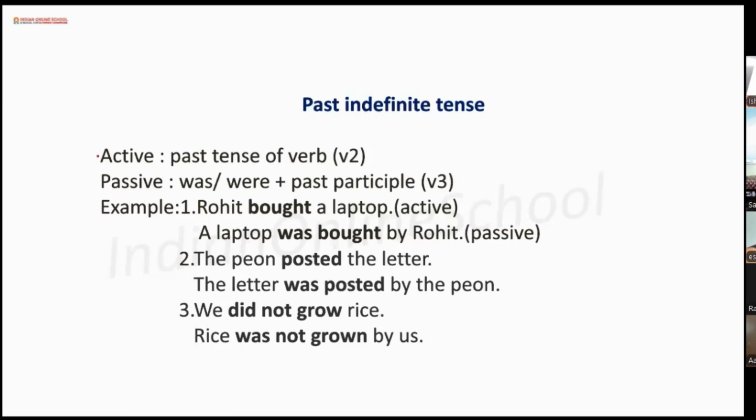Now we will learn the past indefinite tense. Okay? So in the active voice, it is the past form of the verb. And in the passive voice, it is was, were, and the past participle form of the verb, the third form of the verb. So, Mohini, can you please read the first example for me?